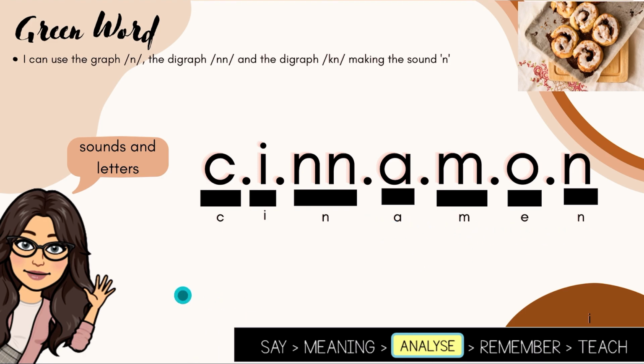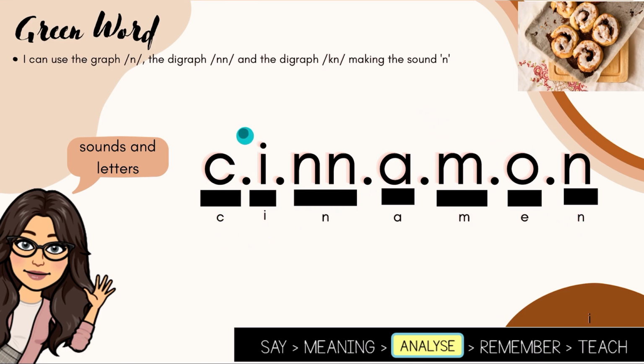Cinnamon. So we'll say that one more time because it's a bit of a long word. S, I, N, A, M, E, N. Cinnamon. We can see in this word that the digraph NN is making the singular N sound. And we can also see that the graph O is making the E sound, as in men. However, we do spell it as mon.